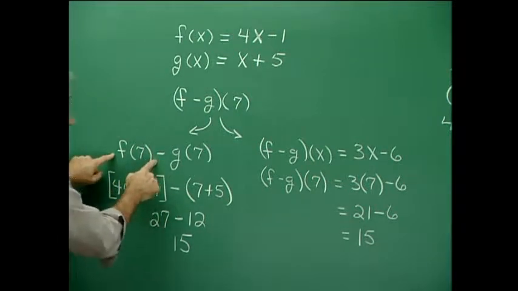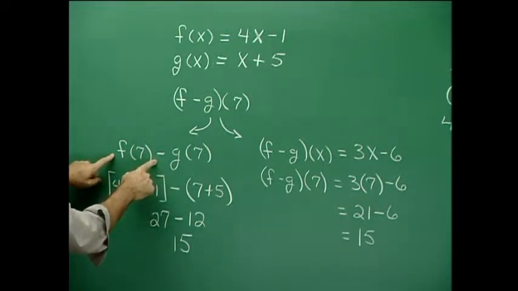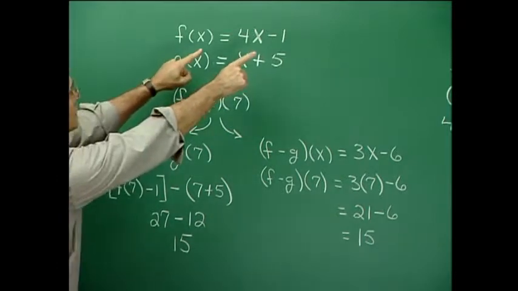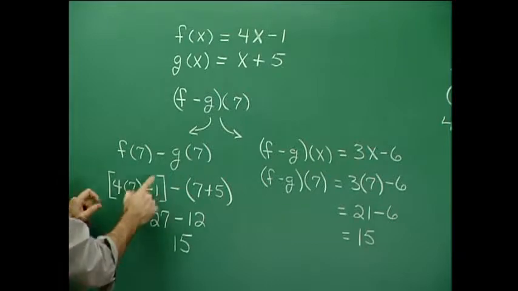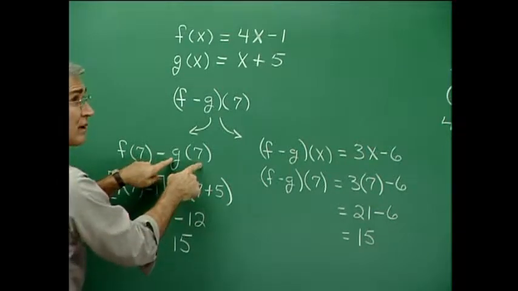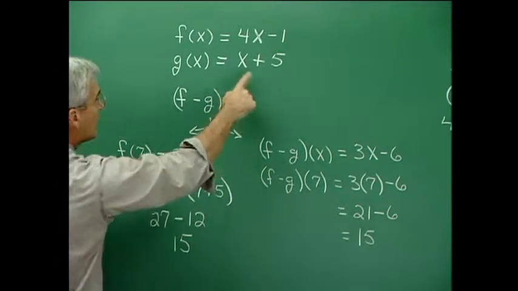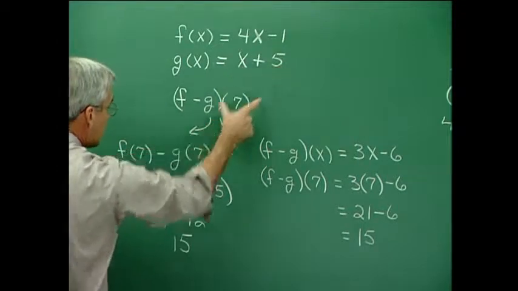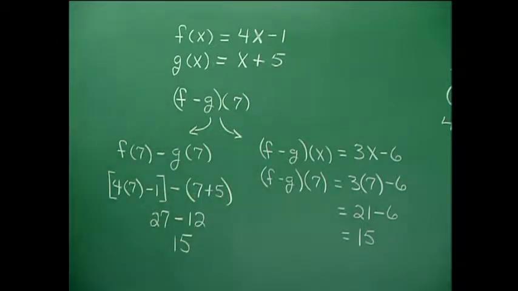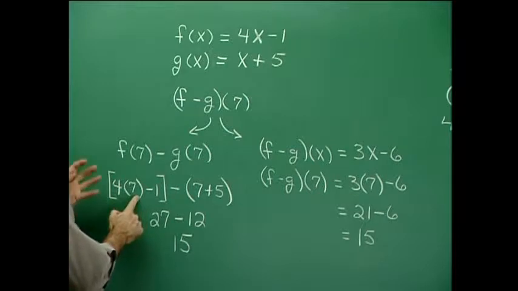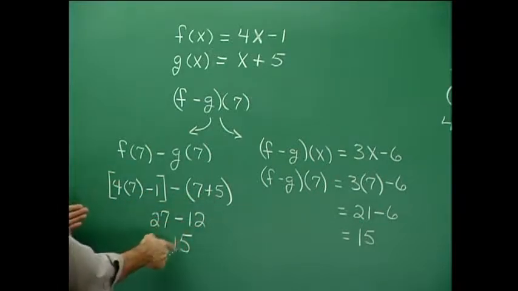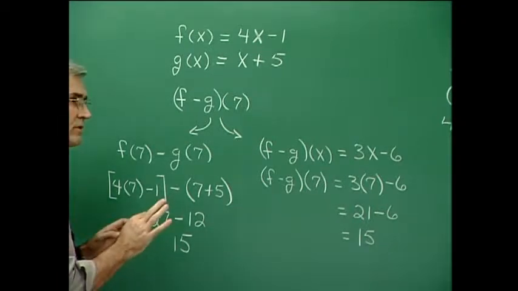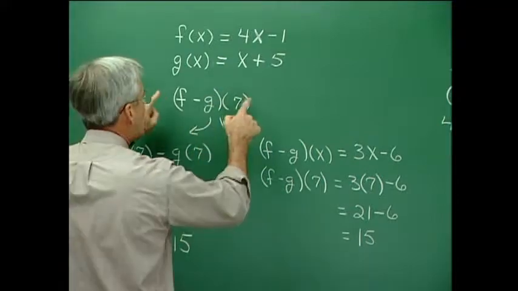f of 7 means in the f function, replace x with 7 and evaluate. So in that f function, we replace the x with 7, so that's 4 times 7 minus 1. You see, and then minus g of 7: in the g function, replace x with 7 and evaluate. So this x would be replaced with 7, so we would have 7 plus 5. And now, we did 4 times 7, 28, minus 1, 27, and then here we have 12, 27 minus 12, 15.